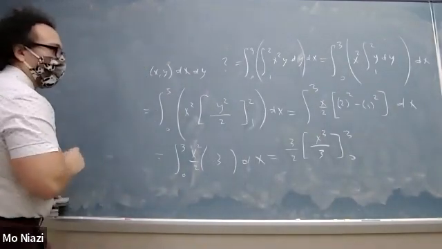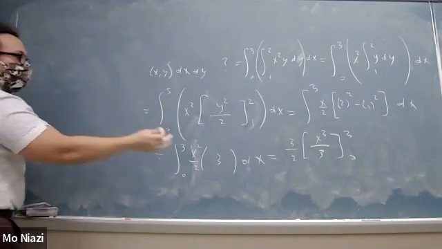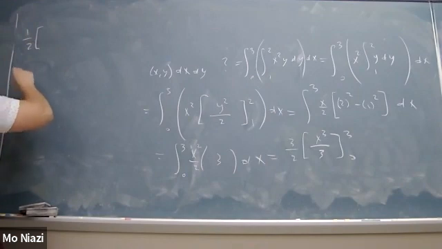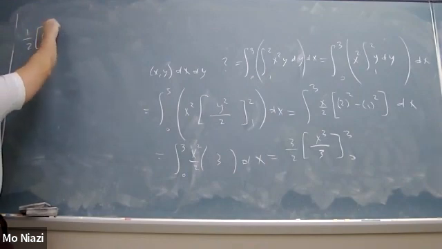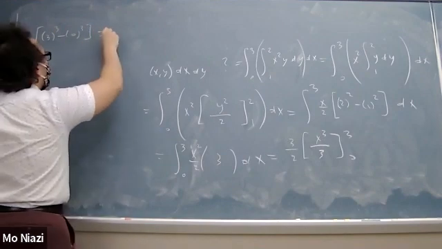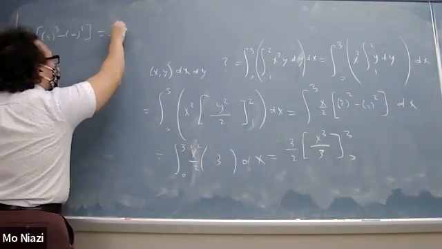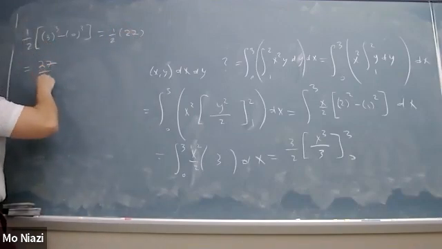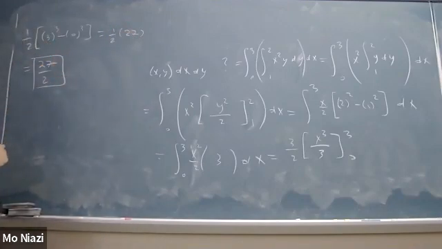So then we get, factoring out the 3, a 1/2 times 3 cubed minus 0 cubed. So this becomes 1/2 times the 27. And this becomes a 27 over 2. Okay. Very good.